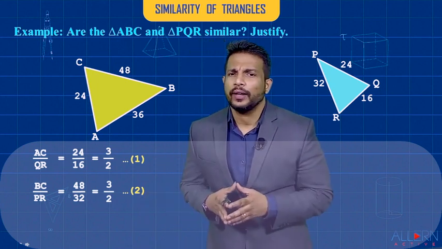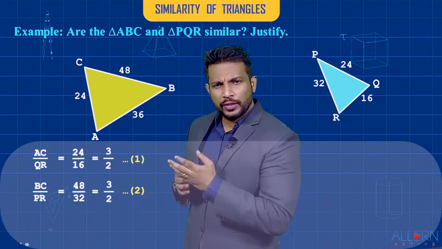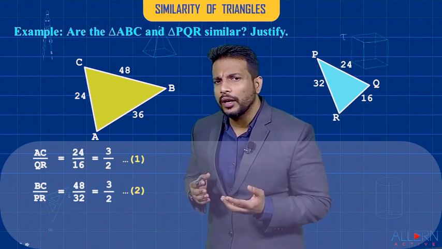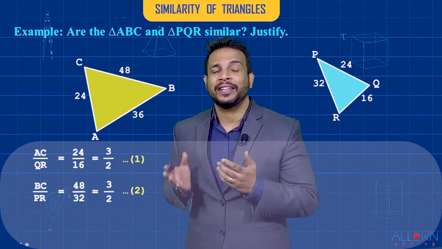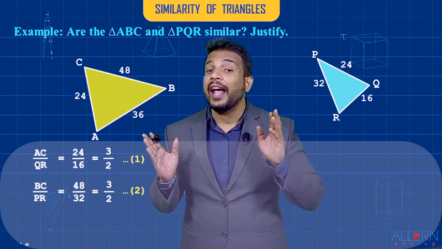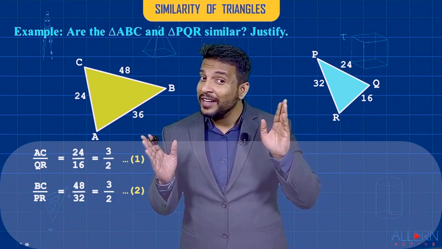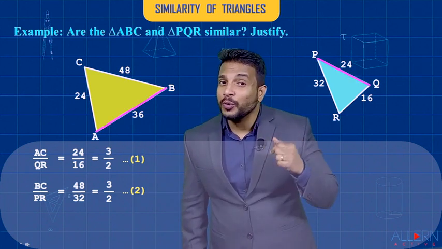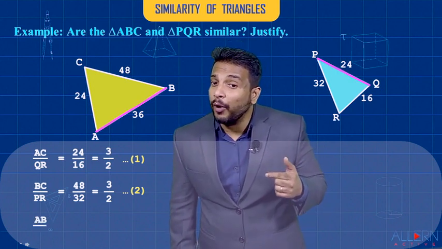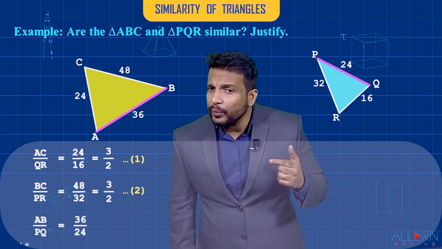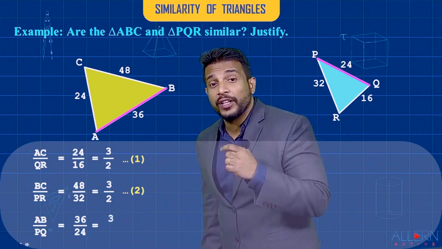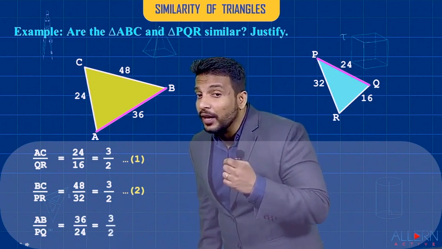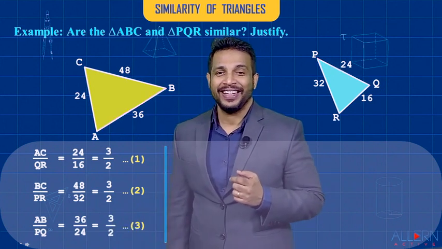Now, let's see the next one. We have done the first ratio, we have done the second, now do the third. Which is the third one? The remaining one. The remaining here is AB, and the remaining here is PQ. So it is AB upon PQ, which is 36 by 24. Both are divisible by 12. So it is 12 3s and 12 2s, and that's our result number 3, right?